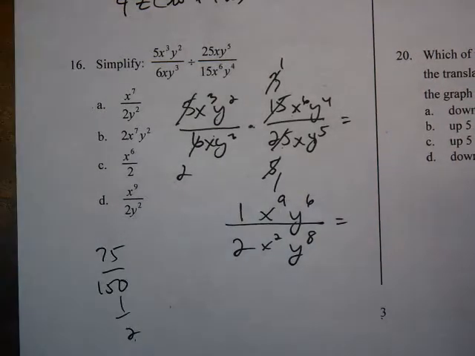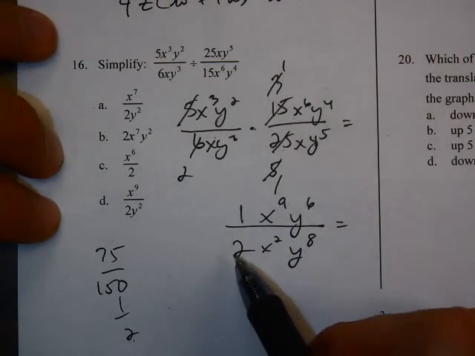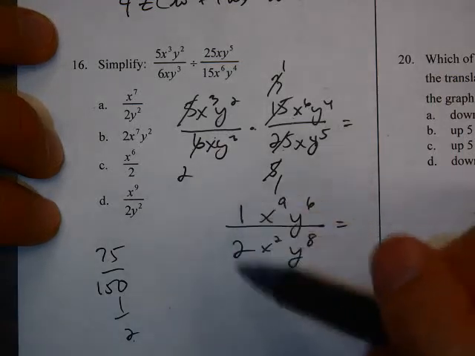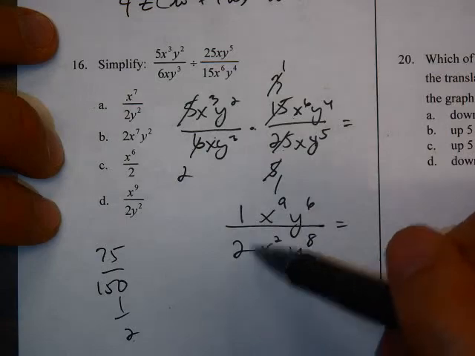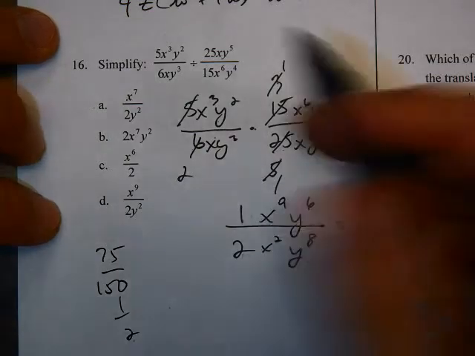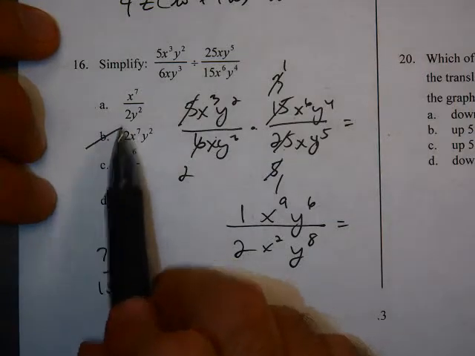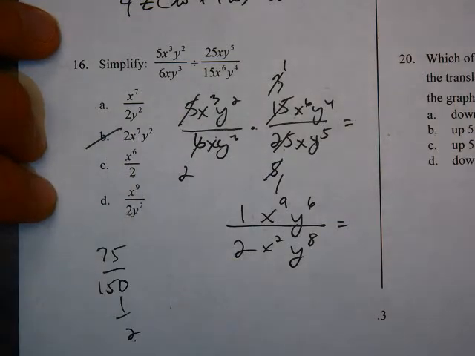And now, before my last simplifying step, I'm going to look at my answers. I've got a 2 on the bottom of my fraction, which means the 2 has to stay there. I've already simplified my coefficients, so I know I'm going to have a 2 in the denominator. B cannot be my answer, but if you look at the others, I've got a 2 on the bottom, 2 on the bottom, 2 on the bottom.